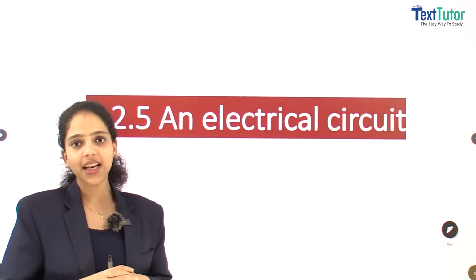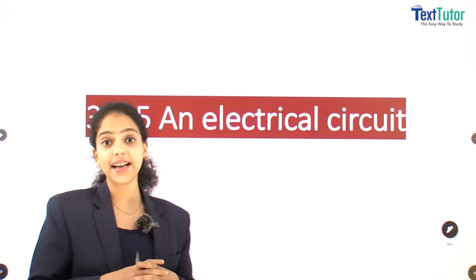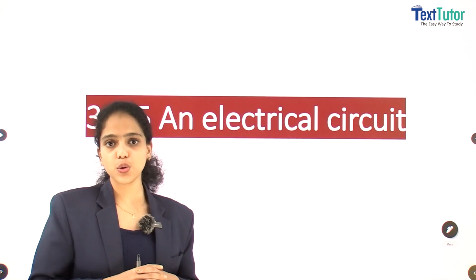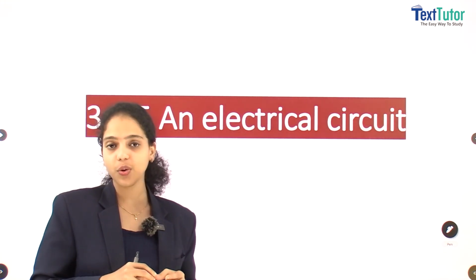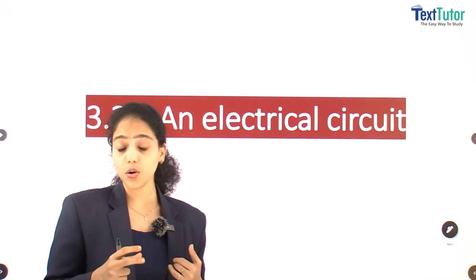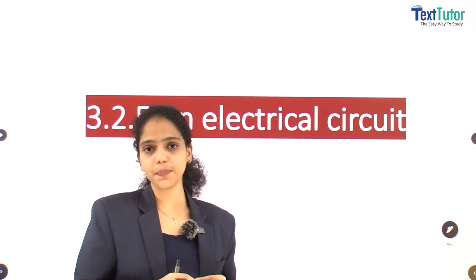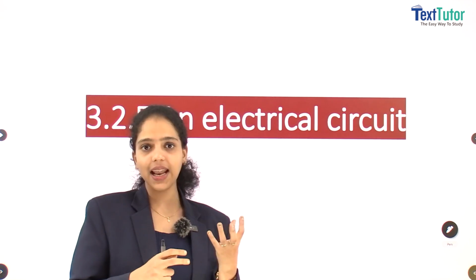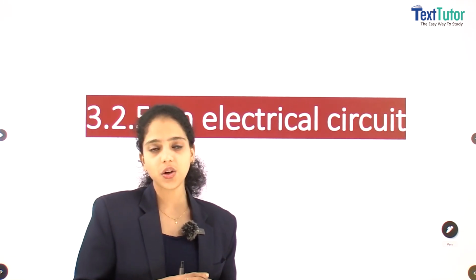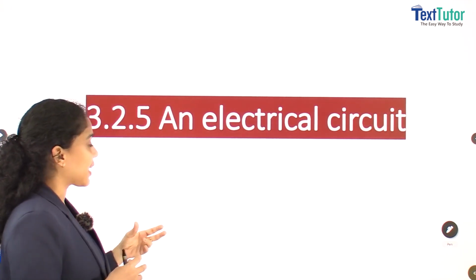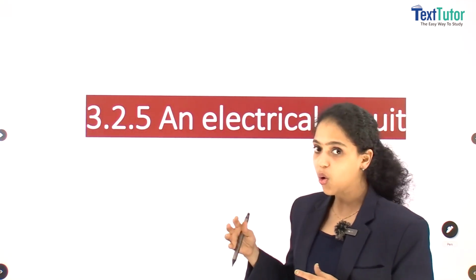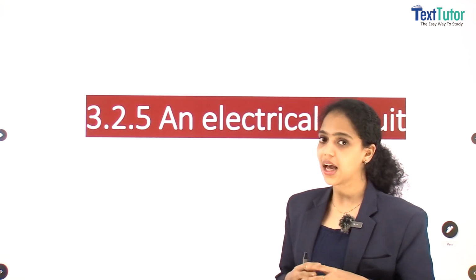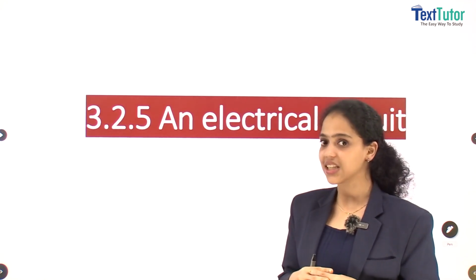Hello students, in our last class we made an electric bulb glow using electric cells or batteries and an electric wire. Also, with the help of an electric bulb we can light an electric lamp. So in this class we are going to make an electrical circuit. We are going to learn more about electrical circuits and how to make one.